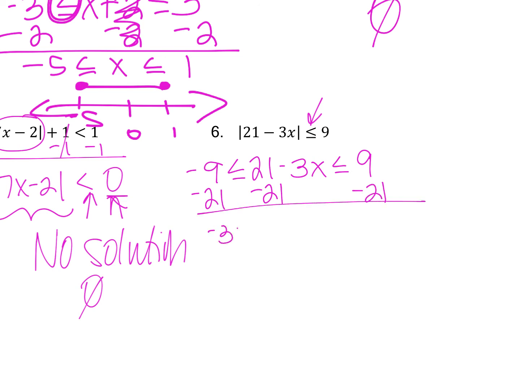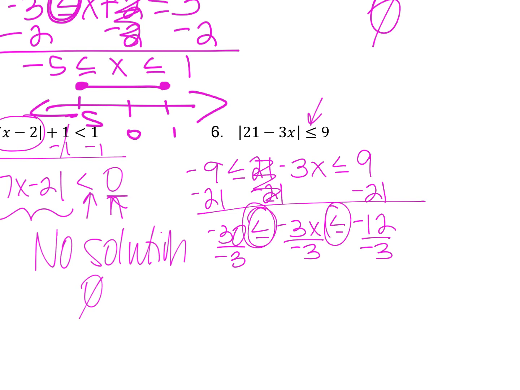So that's -30 is less than or equal to -3x is less than or equal to -12. Okay, so now we notice we have a -3 in the middle, so we need to divide everything by -3. So if we divide all sides by negative or multiply all sides by negative, when we're dealing with inequalities, we have to flip the sign. That becomes 10 is greater than or equal to x is greater than or equal to 4.